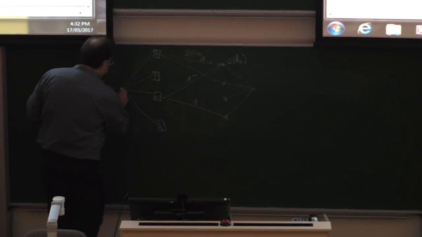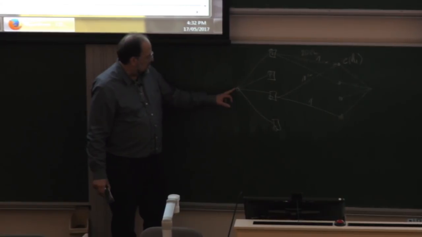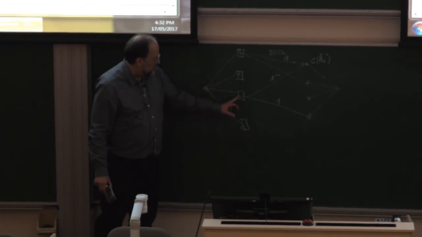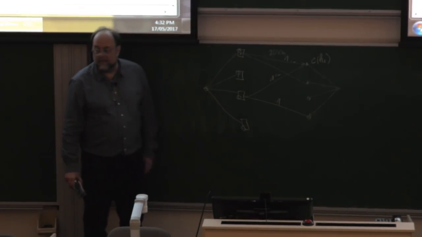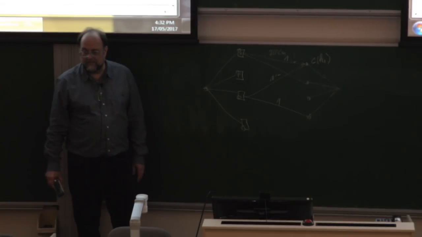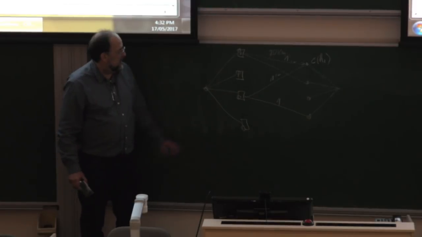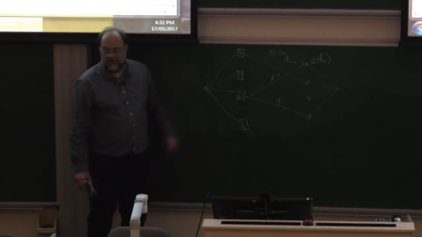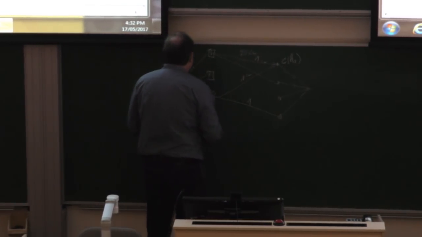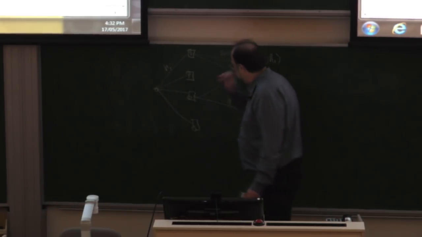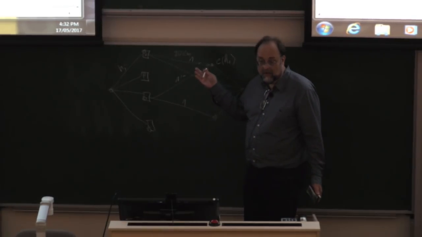How about connecting a super source to the original sources? What will be the capacity of each of these pipes? What do you think? This is the number of people at that location. So that's exactly what it will be. So this will be a_i, where this is the number of injured people at the i-th location. And now you simply do max flow.